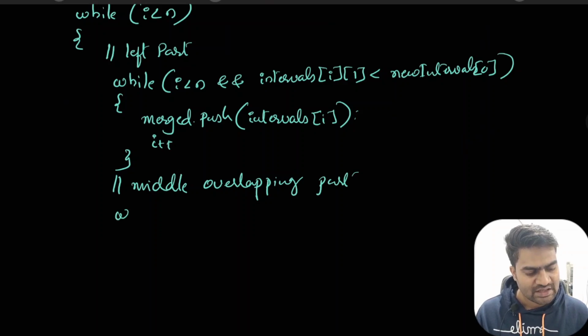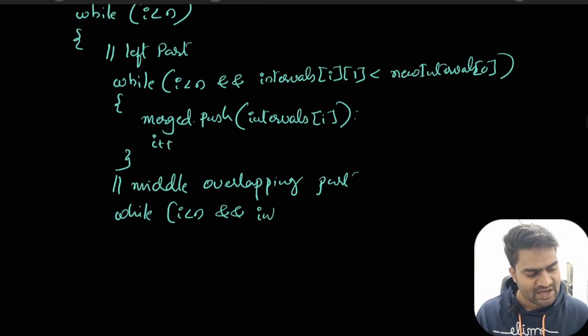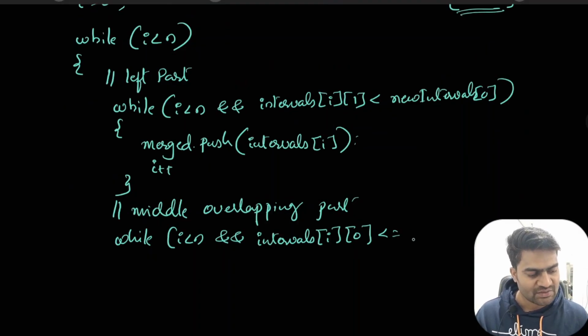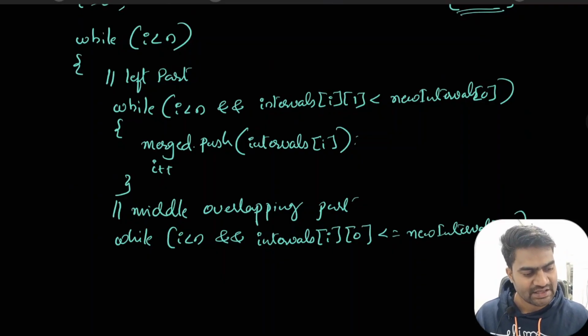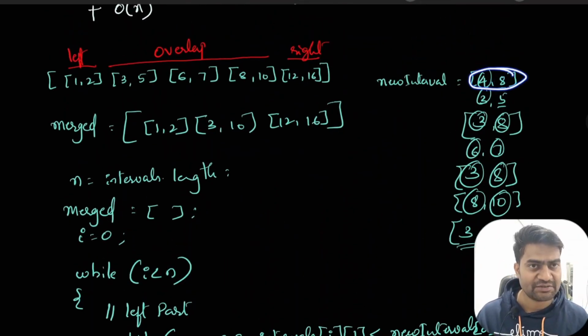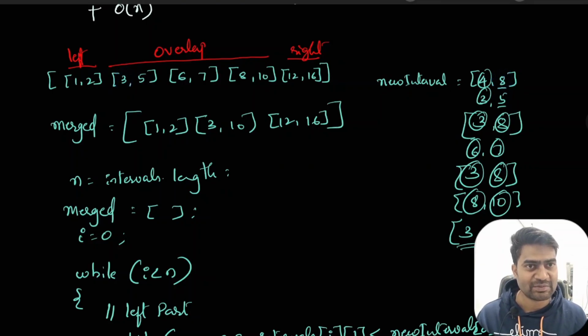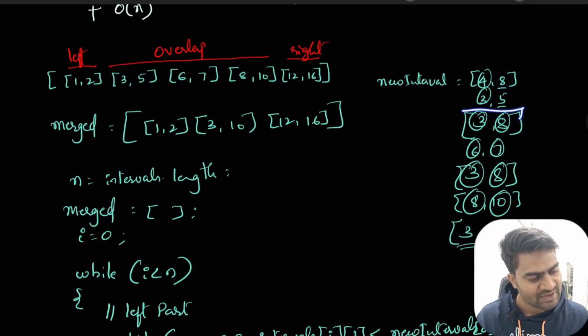So what it does, again, while i is less than n, so this is the basic condition which we need to check. Okay, then I will check intervals of i of 0 is less than newInterval of 1. So let us see this condition. If you go here, now if you see, this is our new interval, correct, right? Now when I start processing this particular interval, 3 is less than our 8, correct? So it means it is overlapping. Then the updated value would be 3 and 8.